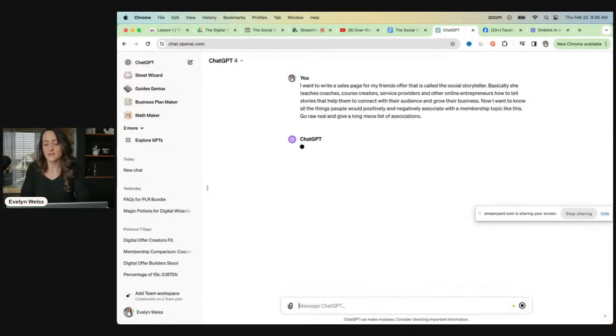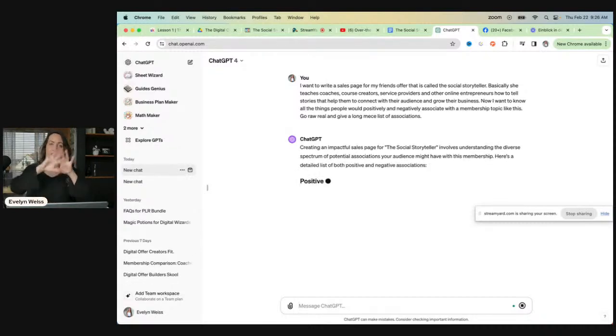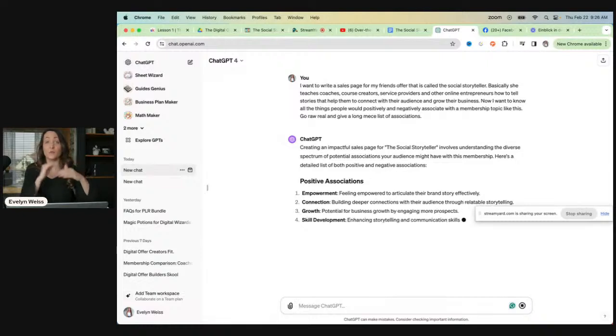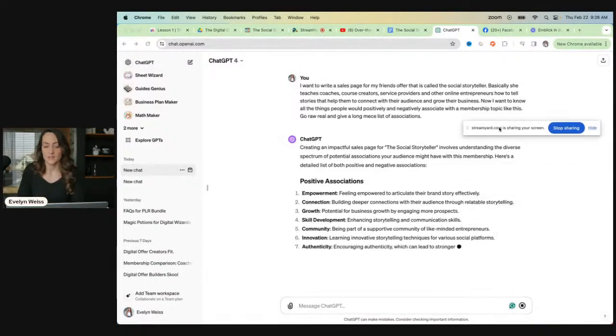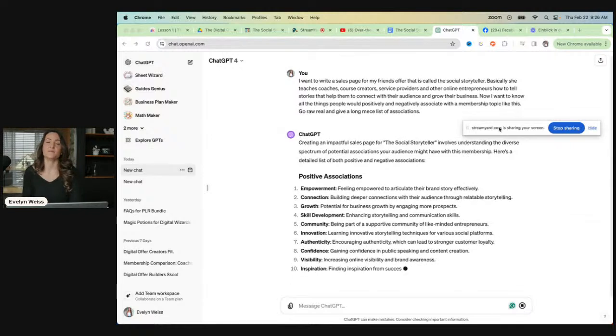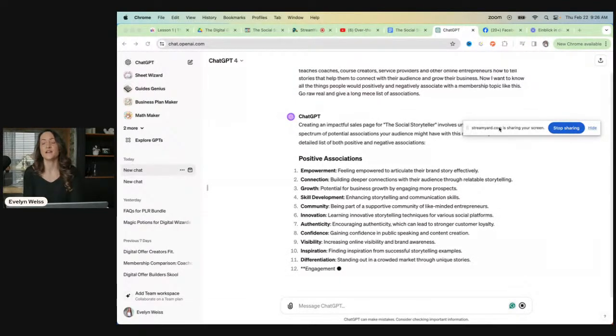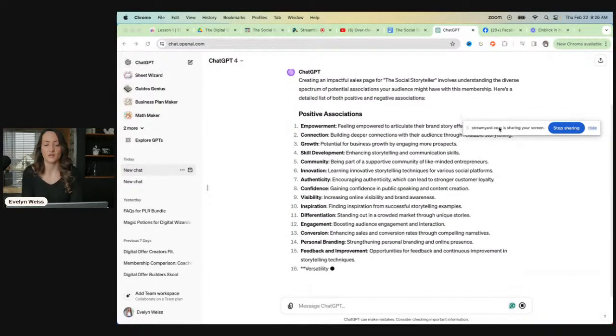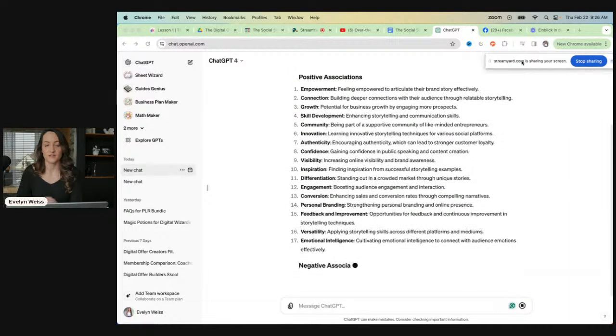And MECE means mutually exclusive, collectively exhaustive. So it makes sure that ChatGPT looks at all the aspects without having them repeat themselves, right? So let me see what comes here. And so now I'm basically just sitting here and feeling into what is true here for me. Okay, so positive associations.